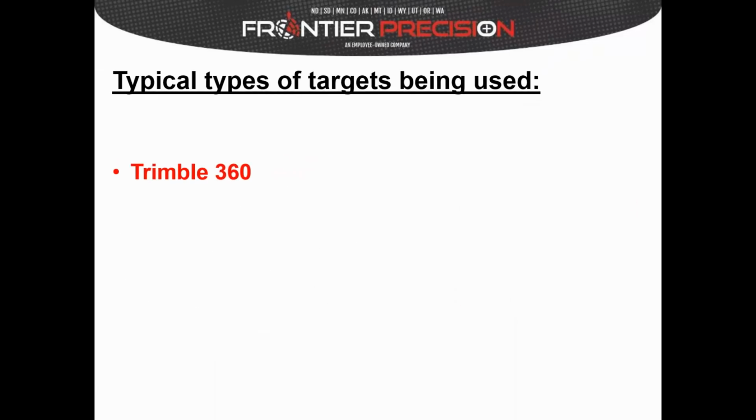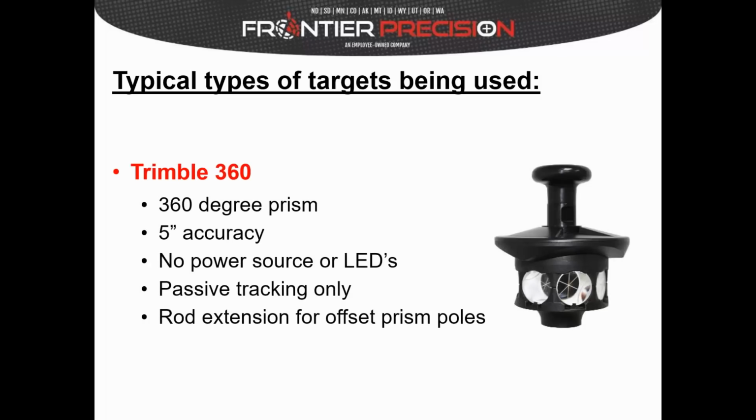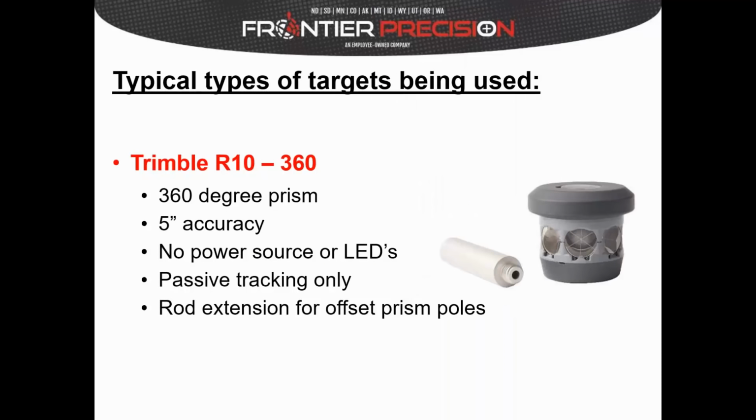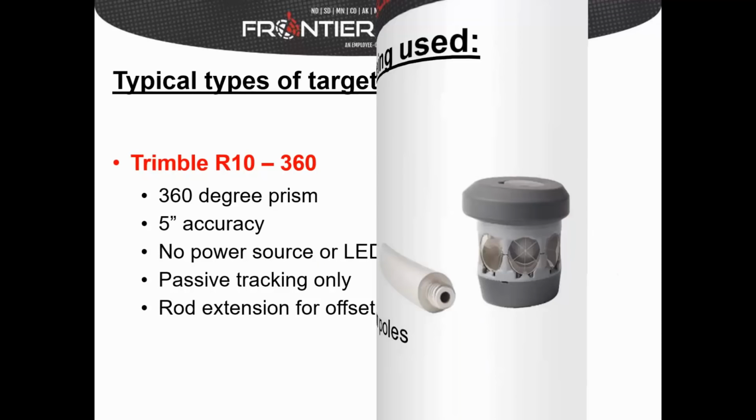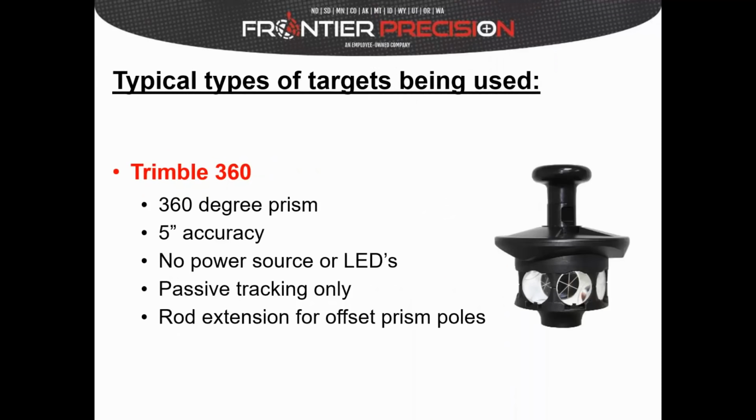The next one is kind of the more traditional or old school, so to speak, version of the 360. We just call it a Trimble 360. It's a lot like the R10 360 where it's just a 360-degree prism, rated 5-second accuracy, no power source, no LEDs, passive only. It's the same type of setup. So this guy here and this guy here are pretty much the same thing. They just look a little bit different.